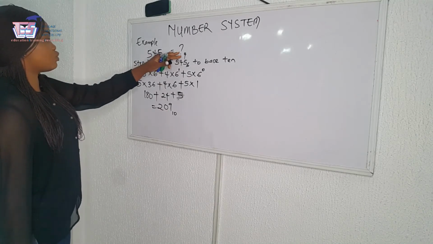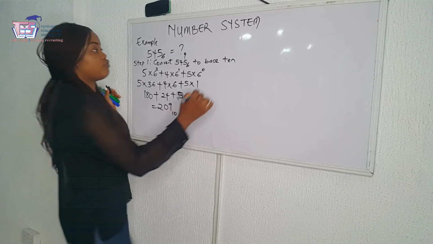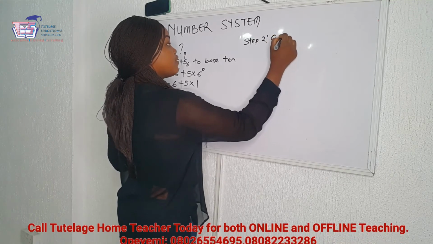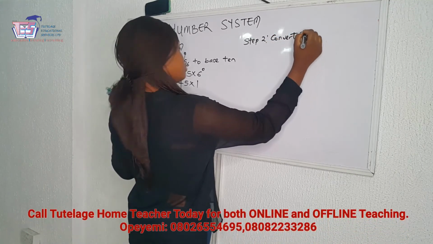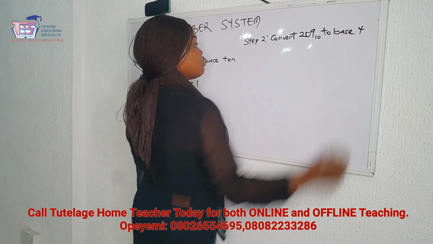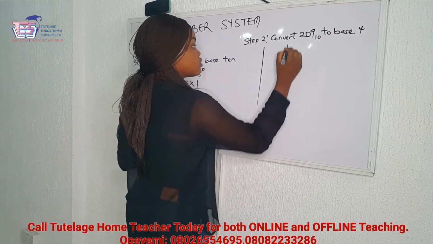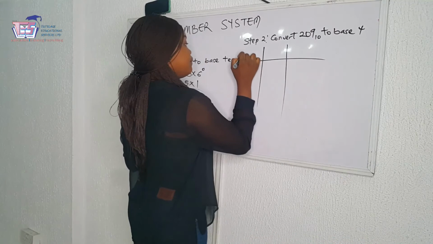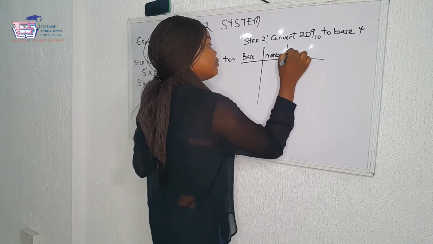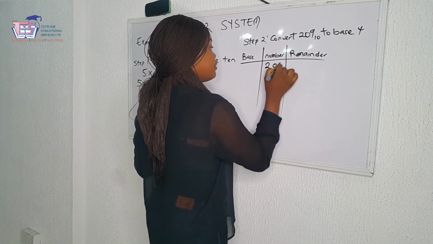Now, when we want to convert it to base 4, which will be our final answer, we'll convert what we have in base 10 to base 4. So the second step, step 2, convert 209 in base 10 to base 4. Like we did in the former example, we have our lines: base, number, remainder. So we have 209.